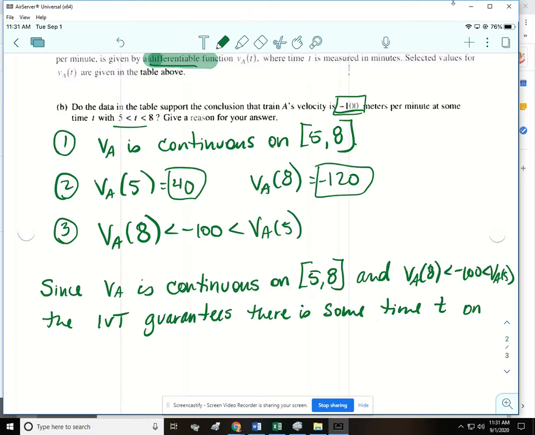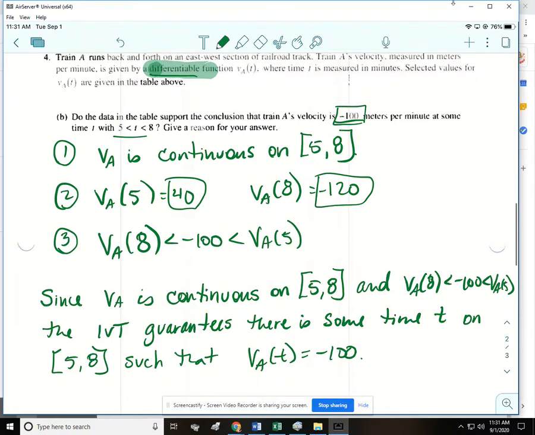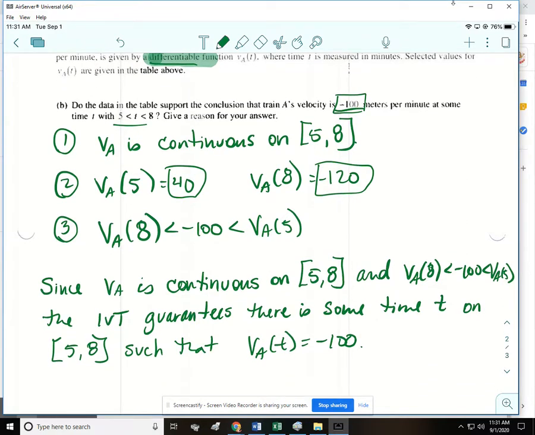All right, there is some time t on the interval from 5 to 8 minutes such that v sub a of t equals negative 100. Or you could say there's some time on the interval such that the velocity of the train is negative 100 meters per minute. All right, so go ahead and finish up that worksheet from yesterday.